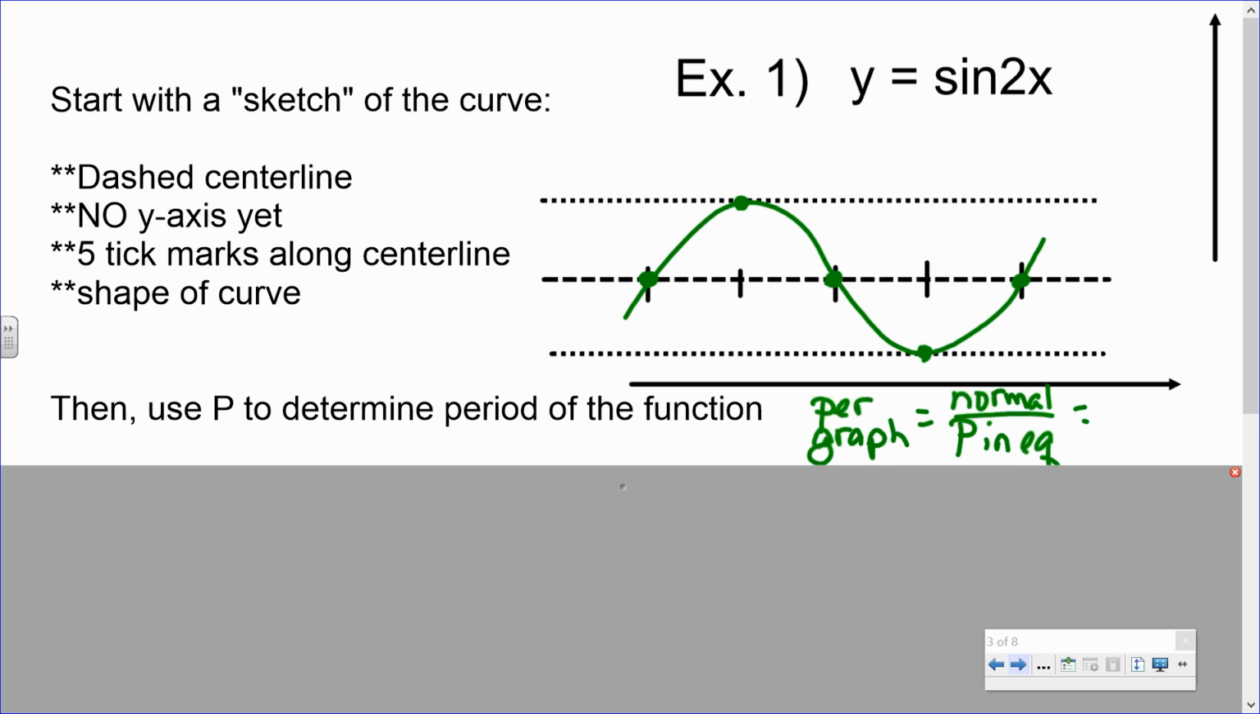I know that's generally what you guys are more comfortable with. So what's normal period in degrees? And what is the number in this equation that I need to worry about? So that means my period on the graph needs to be 180 degrees.